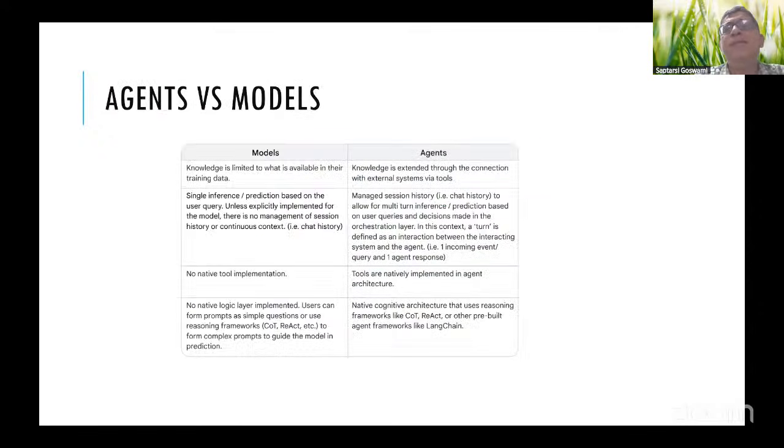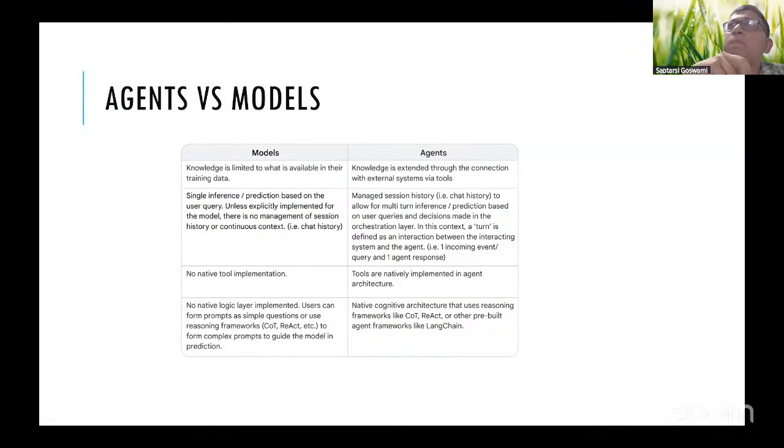This is a very generic slide where we try to differentiate between a model and an agent. When I talk about a model, it can be a machine learning model, a deep learning model, or a large language model. But essentially, for models, knowledge is limited to what is available in their training data. You have to take it very generically. As I said, it is true for machine learning, deep learning, and LLMs. And if you look at agents, the knowledge is extended through the connection with external systems via tools.